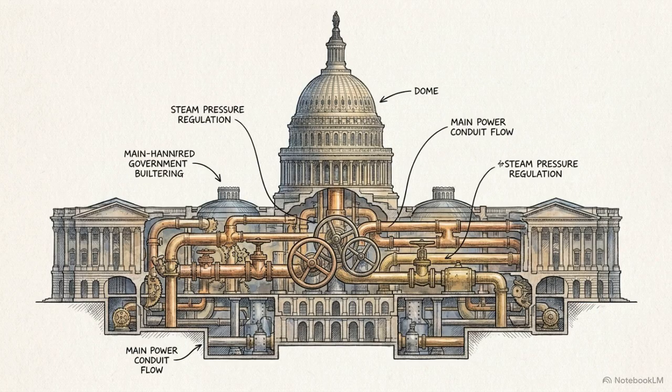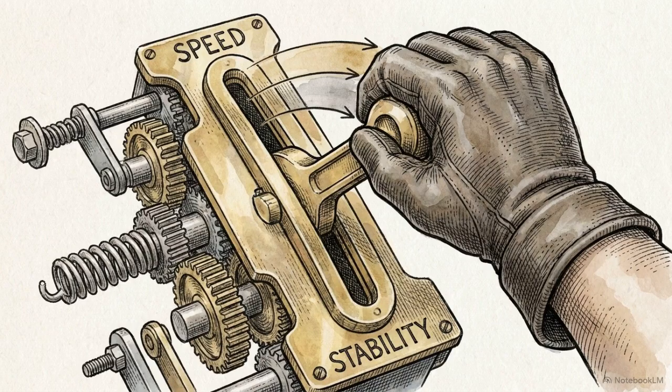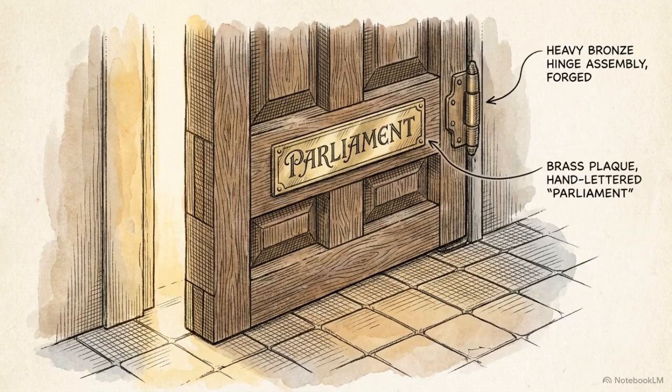To solve this, nations generally rely on three main frameworks: parliamentary, presidential, and authoritarian models. If we strip away the political theater and look at the actual mechanics of these systems, we can evaluate the exact trade-offs required to operate global power. Let's start with the most common democratic framework, the parliamentary system.